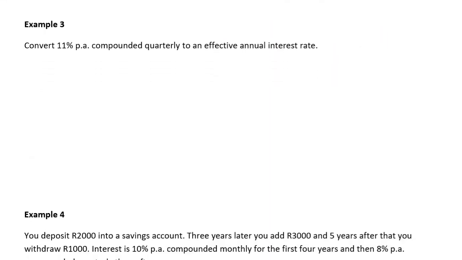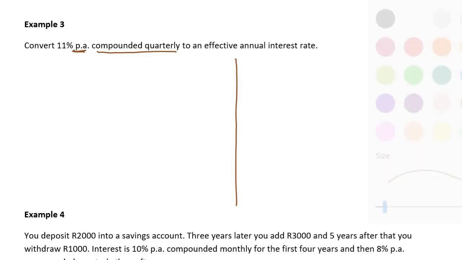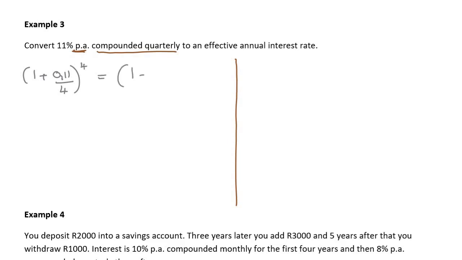This question says convert 11% compounded quarterly. So I have got a nominal interest rate because it says per annum, but it's compounded quarterly, so they don't match. And they want you to convert this to an effective annual interest rate. Okay, well, let me try my version first that I always use. I say, right, I have 11% compounded quarterly for 1 year, which would be 4 quarters. Now I want that to be equal to an effective interest rate compounded once in a year for 1 year.